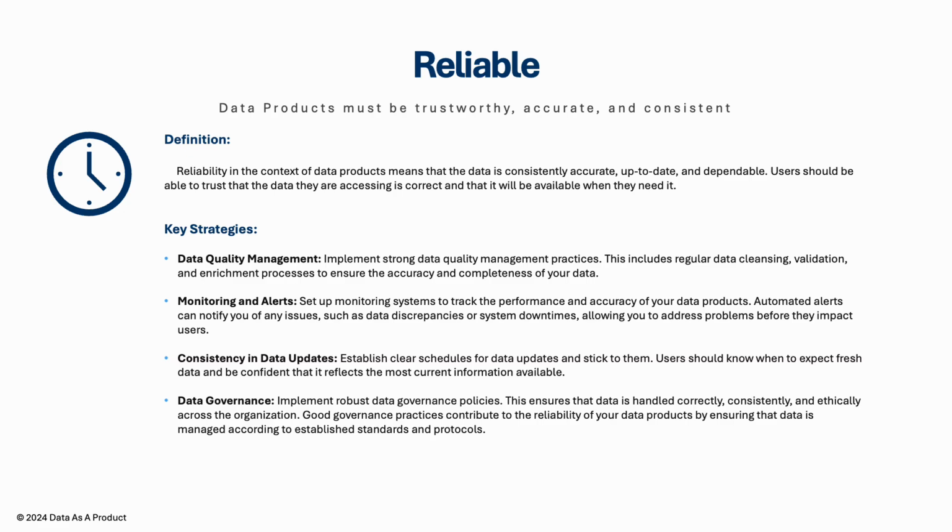This can lead to a poor decision, wasted resources, but most importantly, it's going to result in a loss of trust in your data products. Reliability is crucial because it builds confidence among users. When your data products are reliable, users are going to depend on them to make informed decisions, which is ultimately what drives the success of any data initiative. So, how to ensure reliability? Ensuring reliability involves a combination of processes, tools, and best practices.